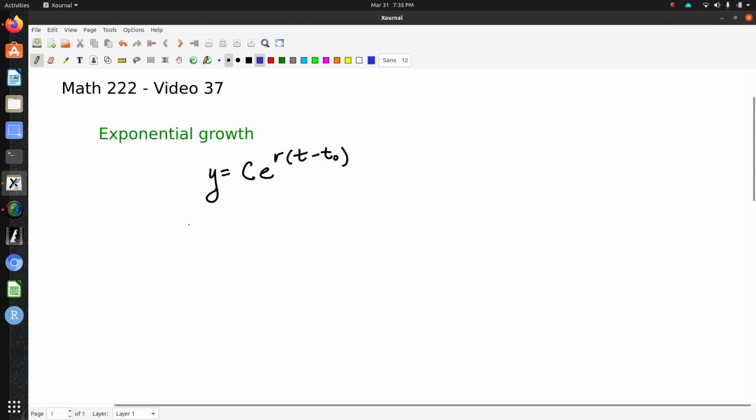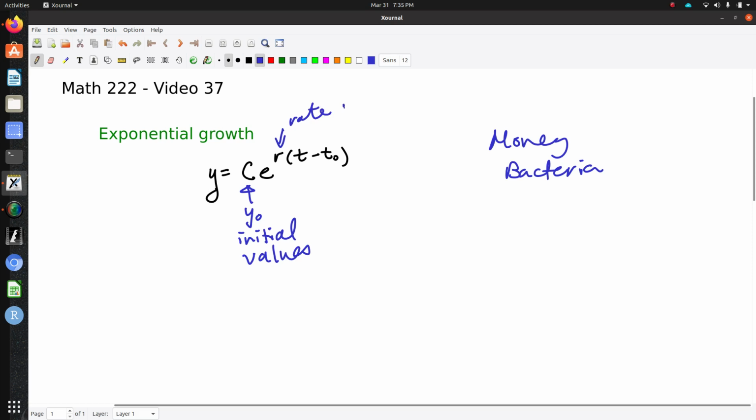The pieces of this are: this would be your initial starting value, your y naught, or you call this the initial value. For example, the money problem or a bacteria problem would be an exponential growth problem. This is the growth rate. And as long as r is greater than 0, it's a growth. This is the start time. So t minus t naught is the passage of time.